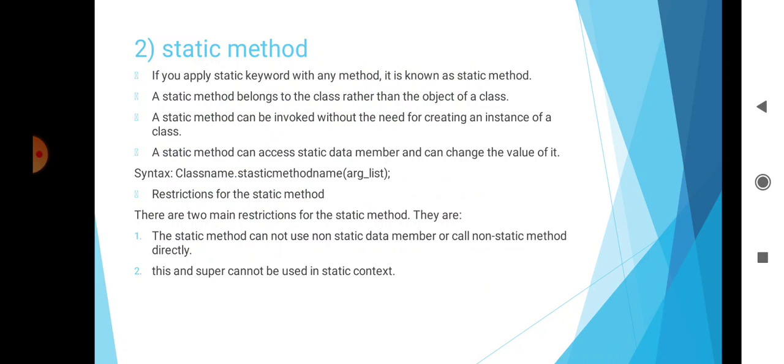It is possible to have static methods in the class in the same way as we have static variables. If you apply the static keyword with any method, then it is a static method. The syntax for calling static methods is class name dot static method name and argument list. There are two main restrictions for static methods. First, a static method cannot use non-static data members or call non-static methods directly, and the this and super keywords cannot be used in a static context.